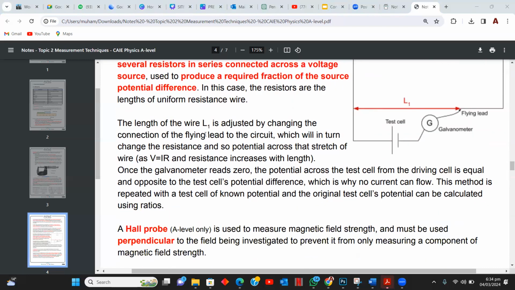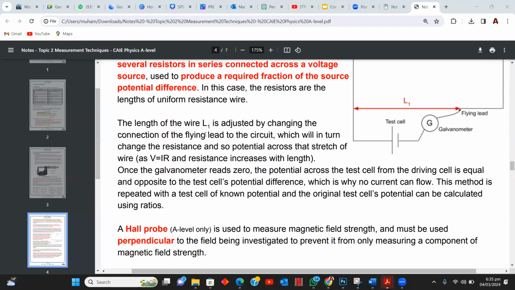You can adjust the length of L1. You see, why do we use a galvanometer, or why do we use a potential divider? Because if, let's say, you have a standard resistor, you are given L1 and you're asked to vary the resistance, I mean the value of resistance that you require in your circuit.